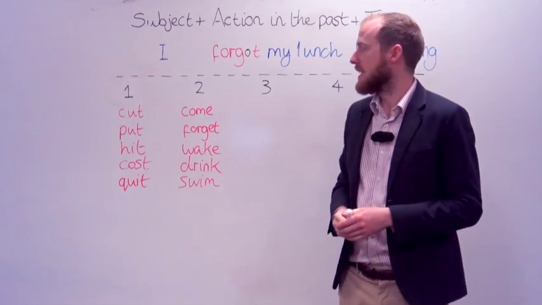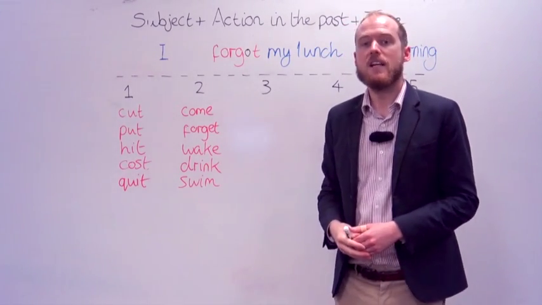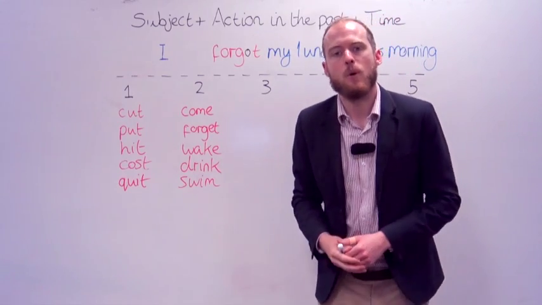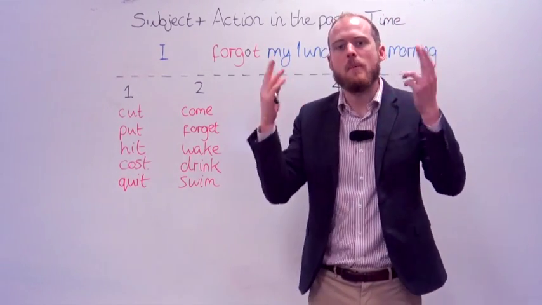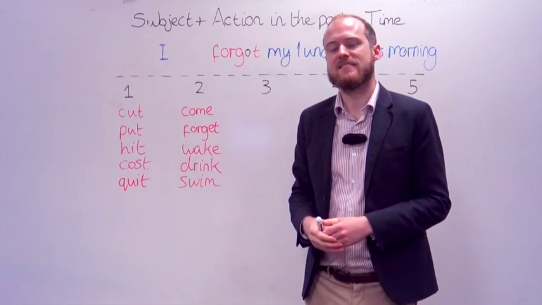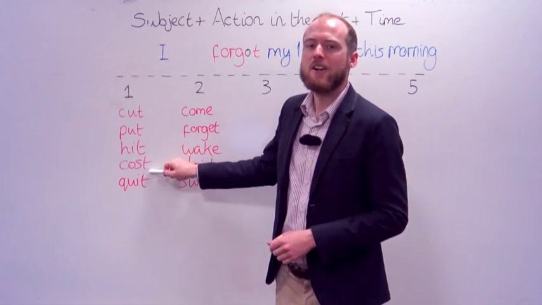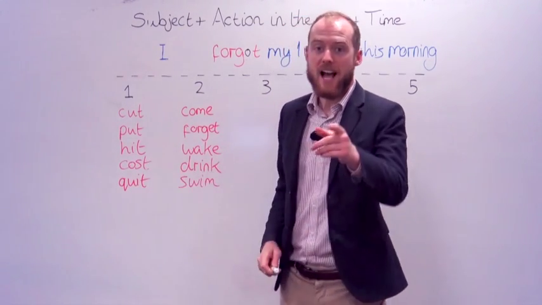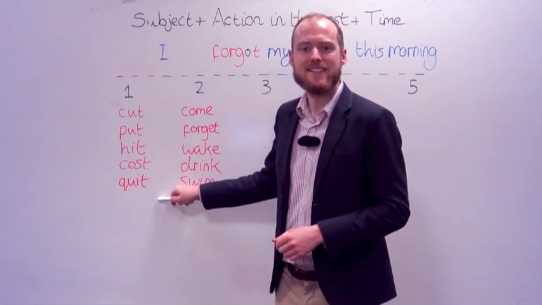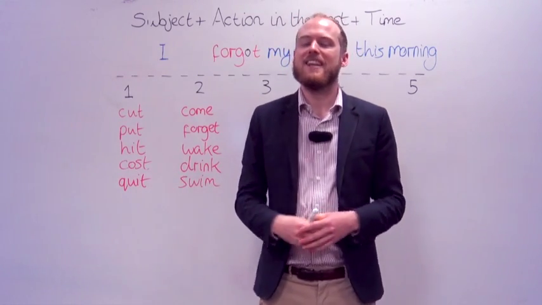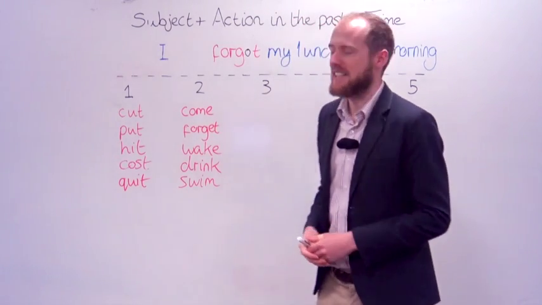Now, most people say, well, irregular verbs, they change. They're different in the past, so you just need to learn all of them. But I want to give you 5 groups to help you remember the different endings. First group, we have cut, put, hit, cost, and quit. And in the past, cut, put, hit, cost, and quit. They stay the same. That's an easy group to remember. Let's look at the next group.